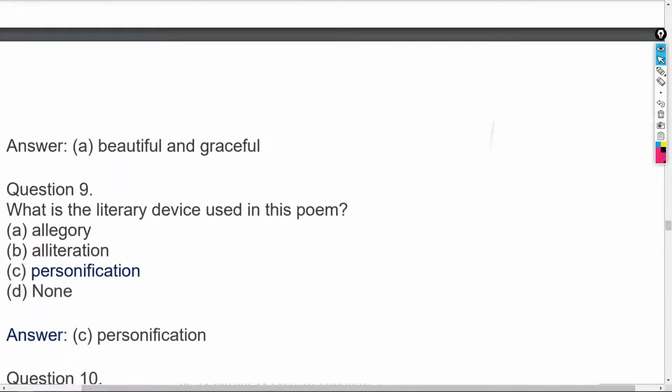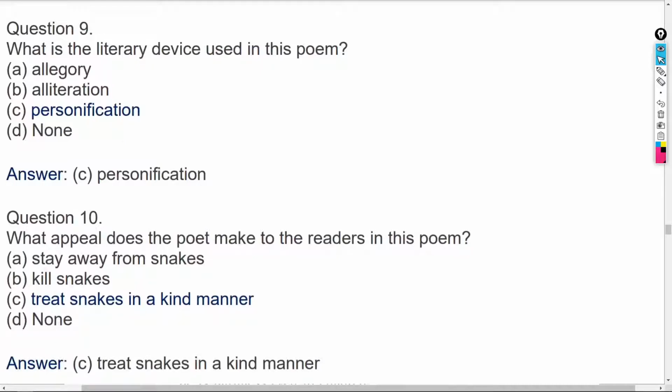Now let us see question number 9. What is the literary device used in this poem? तो अभी हम देखते हैं whether it is the allegory, no. Alliteration, no. It is the personification. Okay. What is the kind of the personification that is used? As if the person who is attacking the snake is actually moving. Okay, moving. And the emotion of the snake also is given. Therefore, the figure of speech or the device is the personification.